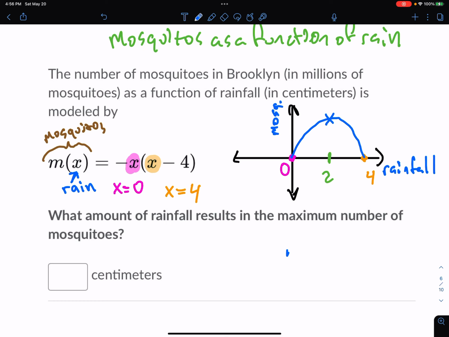Now we got to be careful. On this question, it said, what is the amount of rainfall that results in the maximum? Well, that's going to be 2. 2 is our answer, okay?